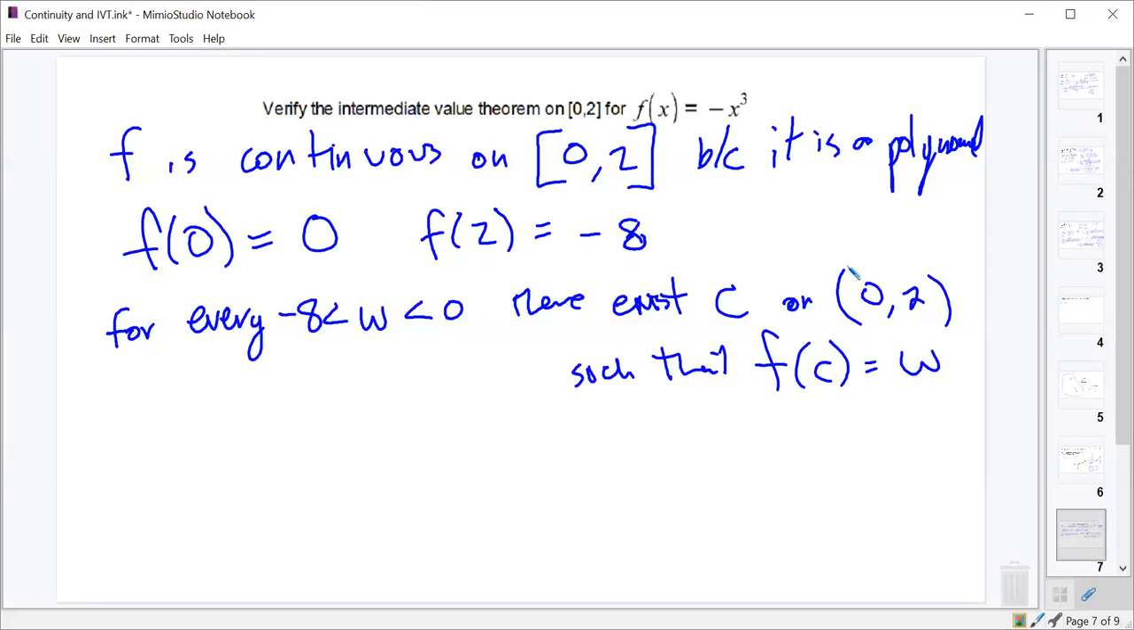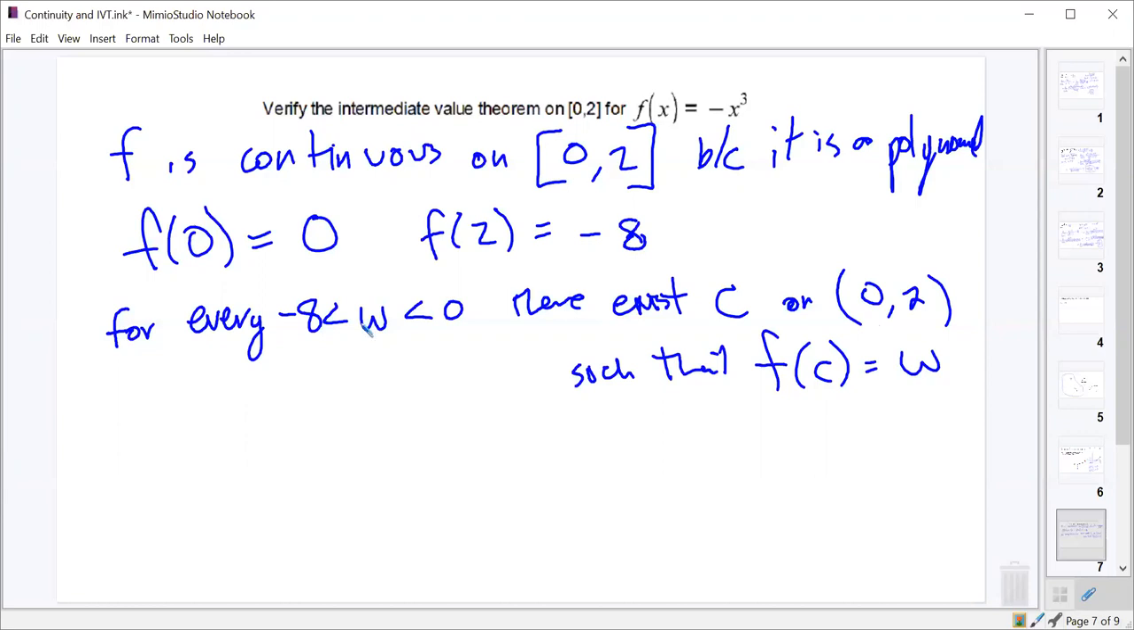So what do we want to show? We want to show that for w between -8 and 0, c is less than 2, greater than 0. Any ideas on how to do that? Any thoughts? Could we use a limit? That's a good idea, but we don't need to. It's a good thought. Makes sense, especially since this is all about limits here so far. But no limits needed.